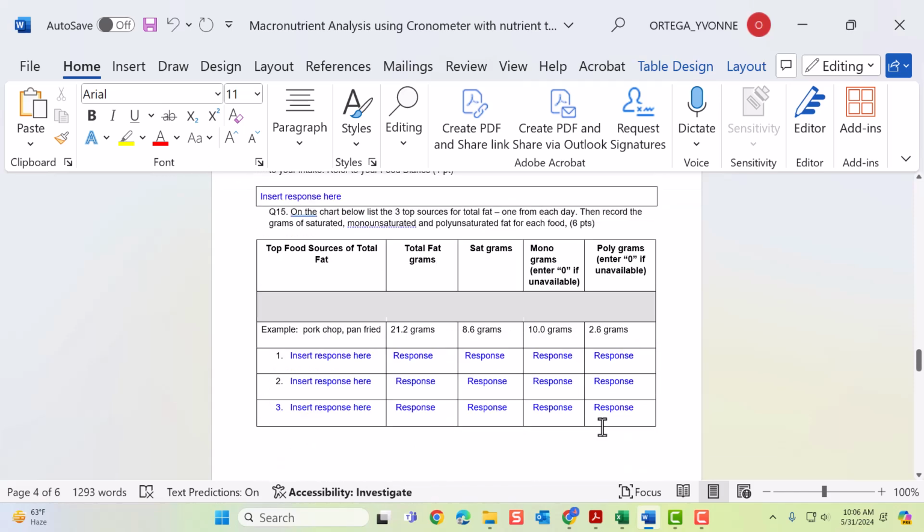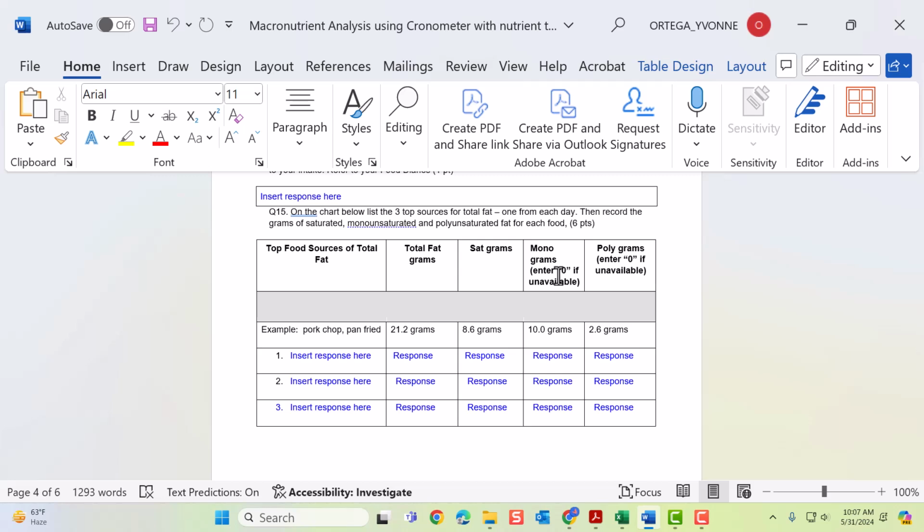The one I want to go over here is your top food sources of total fat. So I want to know of the foods that you consume that were high in fat, what were the total grams? How many grams were saturated? How many were mono? And how many were poly? Now, one thing to note is that remember what we learned in chapter 5 and chapter 2 when we talk about labels, that mono and polyunsaturated fats are optional for food manufacturers.